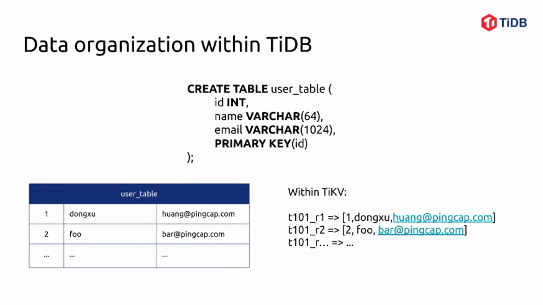So a small example of how this looks. We have a table called user table with a name and an email and an ID that's a primary key. We can see that there are 2 rows of this table. And then in the TiKV, we have the ID of the table, in this case 101, and then the ID of the row, which is the same as the primary key. And then we have the values of the columns of the table.